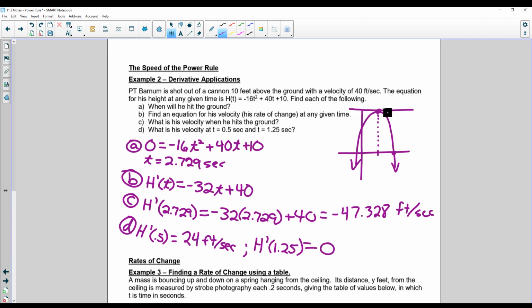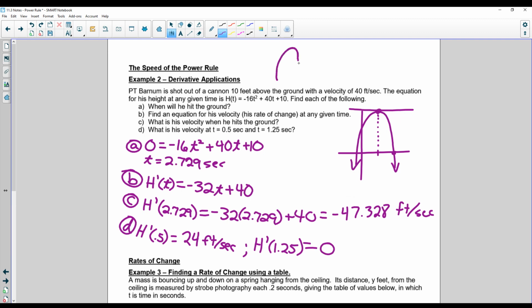So if you wanted his maximum height, you could take 1.25, put it into the original equation, and that'll tell you what his height is at that point. You didn't have to use your calculator to find a maximum this time. And you can do that on any graph.